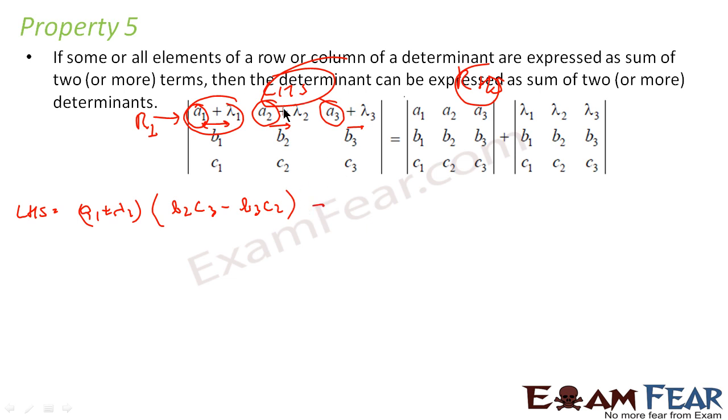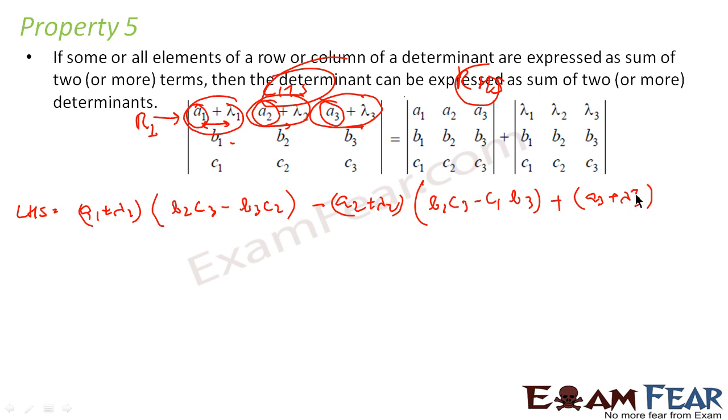minus, why minus? Because it is the second element, so i plus j is odd. A2 plus alpha 2 into, since I took this element I can't take this column and this row, so I'm left with B1, B3, C1, C3, so B1 C3 minus C1 B3, plus A3 plus alpha 3 into, since I took this element I can't take the first row and third column, so I have B1 C2 minus B2 C1. So I got these values now.